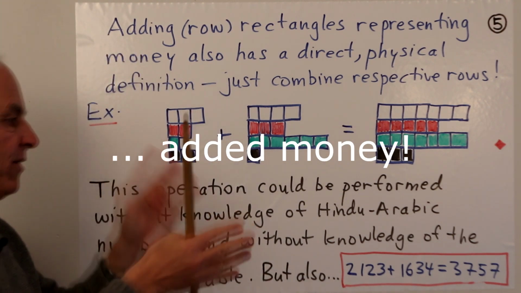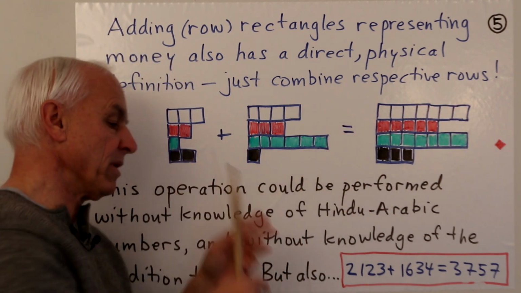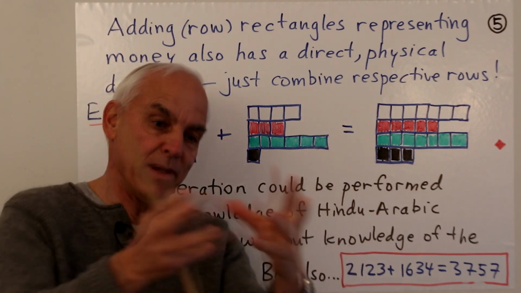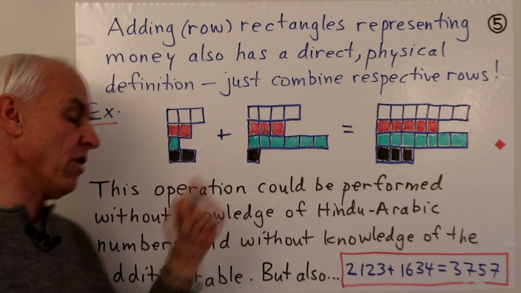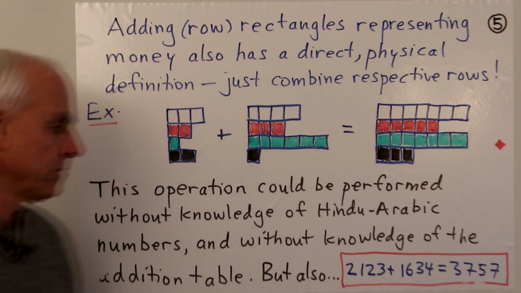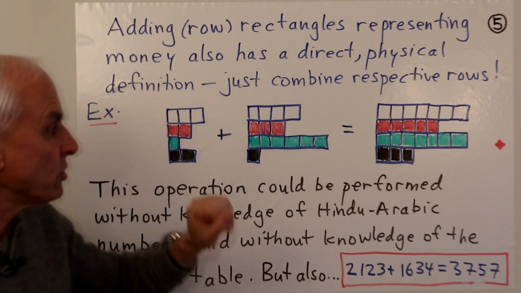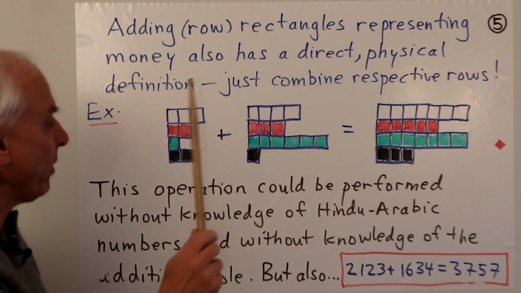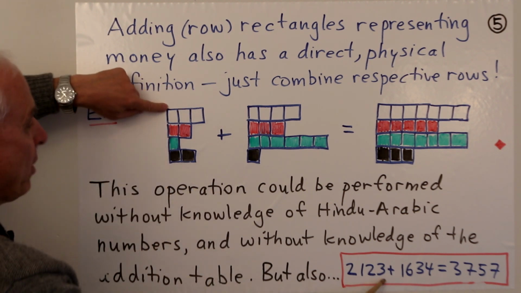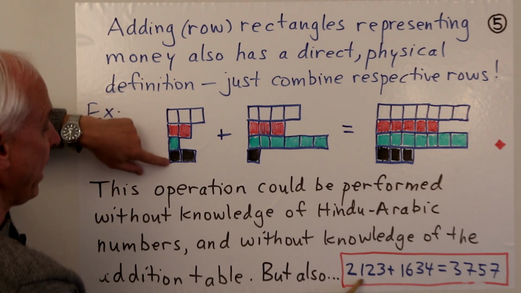The dollar bills in both piles combine to give you a bigger heap of dollar bills. The $10 bills combine to give you a bigger heap of $10 bills. The $100 bills combine to give you a bigger heap of $100 bills. And the $1,000 bills, if you have any, combine to give you a larger heap of $1,000 bills. But, of course, from our Hindu-Arabic point of view, we can also interpret this. We can say, but wait a minute, this is actually representing a certain number. 3 ones, 2 tens, a single hundred, and 2,000.